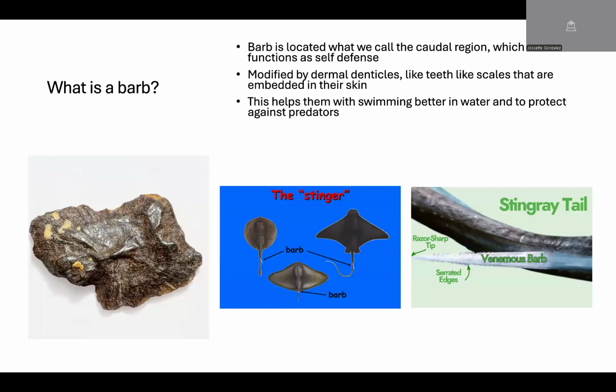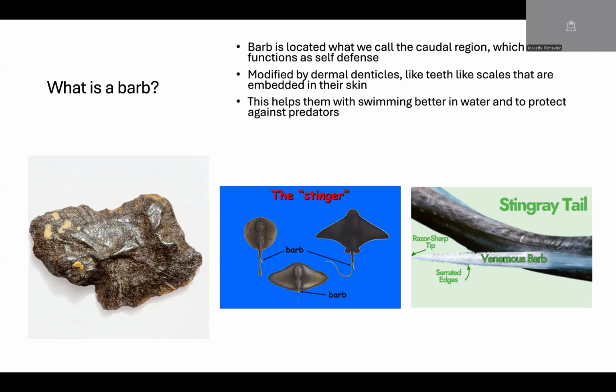So now let's get into details of what the barb really is. The barb of a stingray is a modified dermal denticle. So what is a modified dermal denticle? A dermal denticle is modified tiny teeth-like scales that are embedded on the skin. A stingray's skin is covered in these tiny teeth structures. These teeth-like structures are then elongated to create a barb. This also gives stingrays their sandpaper texture.